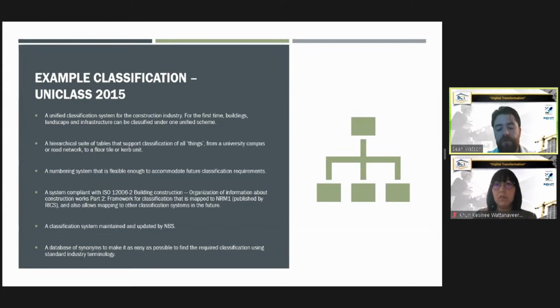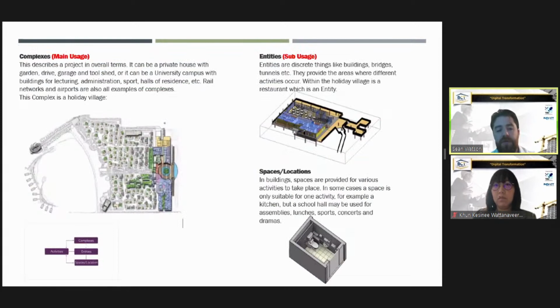And it's also a database of, let's say, general terminology that can be applied across many regions. Just to give you an example, the hierarchy would go a little something like this. So at the top, we would have a complex. You can see an example here. This is a holiday village. We would refer to that as a complex.